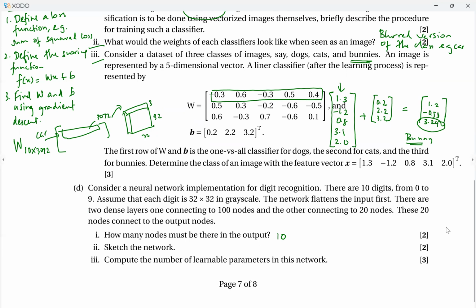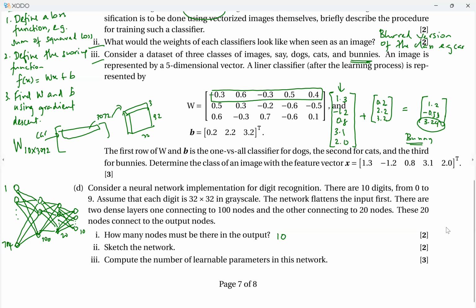Sketch the network. So 32 by 32 is 784. So 1 and 784 nodes, and then these are connected to 100. This is the 100th node. So these are densely connected, that means each node here is connected to each of these, like so. Then there are 20 nodes. These are also densely connected. And then there are 10 output nodes. These are also densely connected. That's the network sketch.